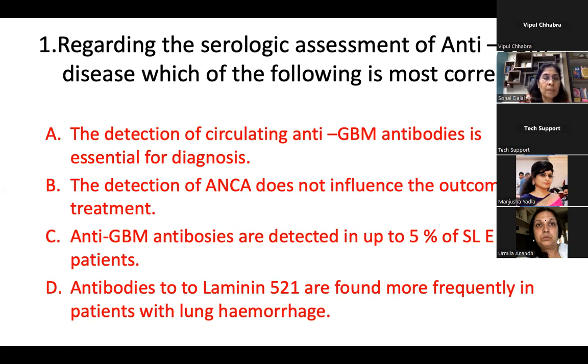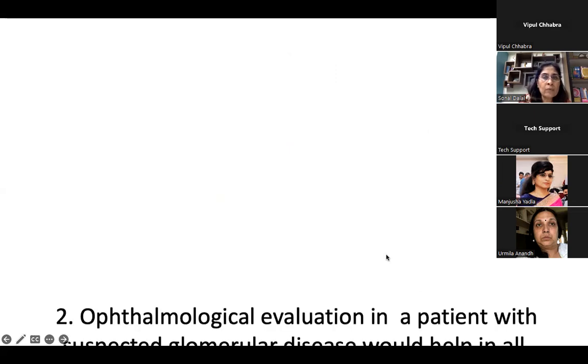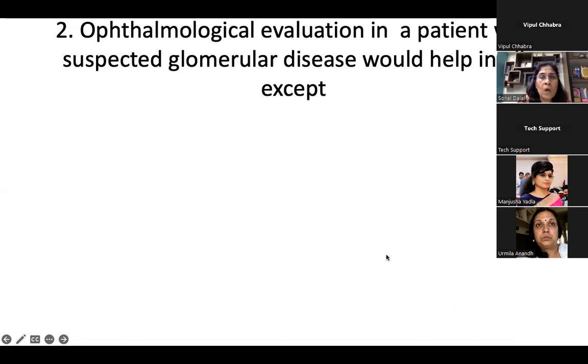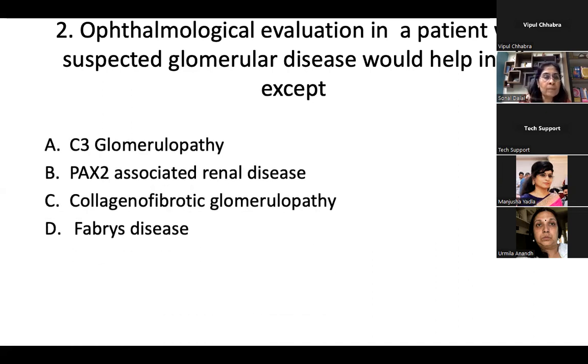Time up. The most correct option is option D, antibodies to laminin 521. These are found frequently in patients with lung hemorrhage. We move on to the second question of the glomerular disease. Ophthalmological evaluation in a patient with suspected glomerular disease would help in all of the following except option A, C3 glomerulopathy, option B, PAX2 associated renal disease, option C, collagenofibrotic glomerulopathy, and option D, Fabry's disease.